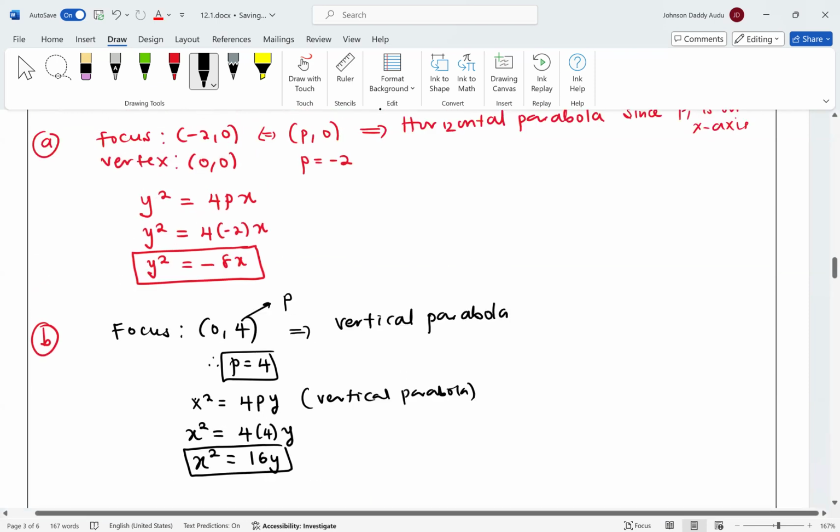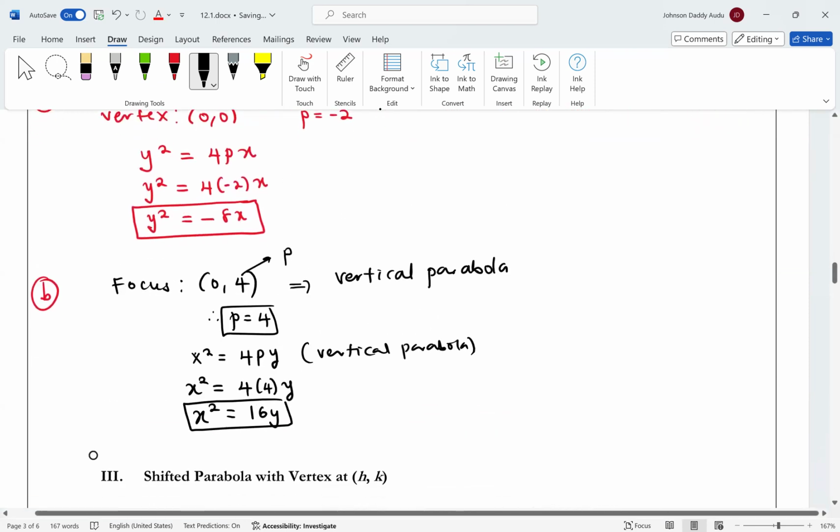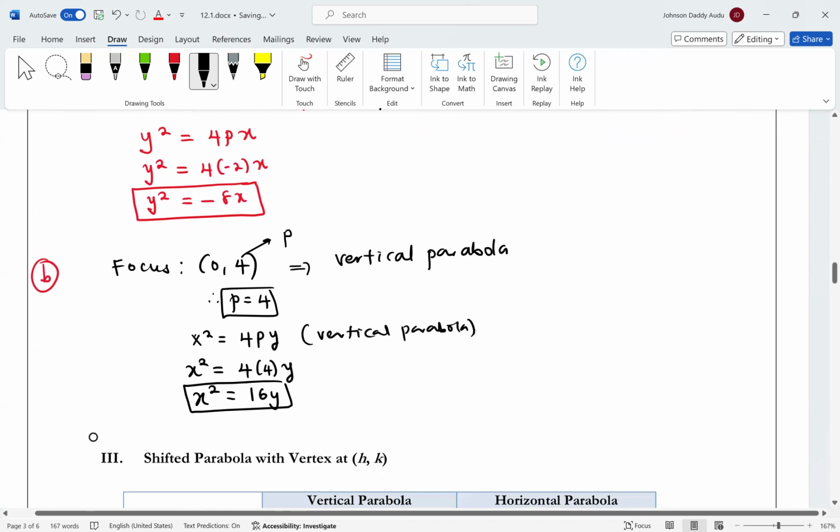All right. So I think that is the end for this first part of this video. So this is how to graph a parabola with a vertex at the origin, and also how to find the equation in standard form when you are given the focus. So thank you for watching. Watch out for the next video, which will be for shifted parabolas. I mean, when the vertex is no longer at the origin.